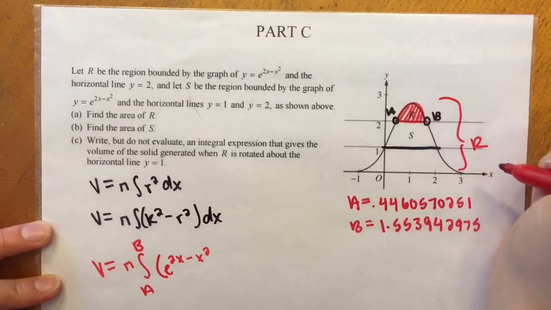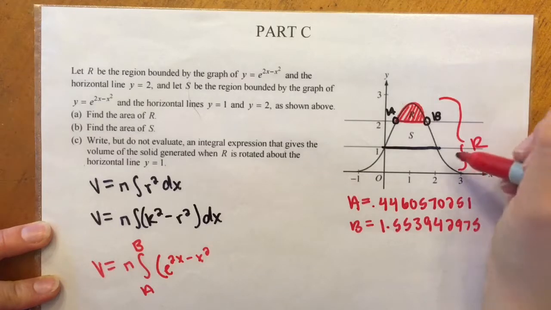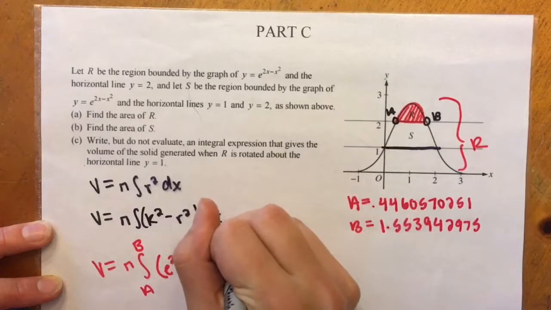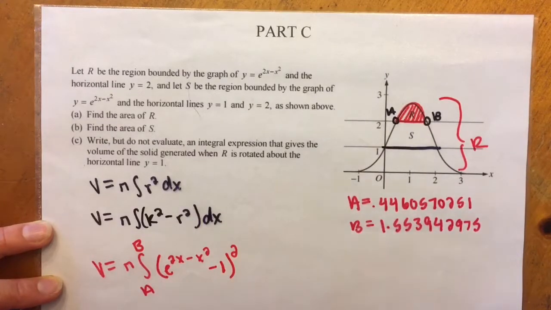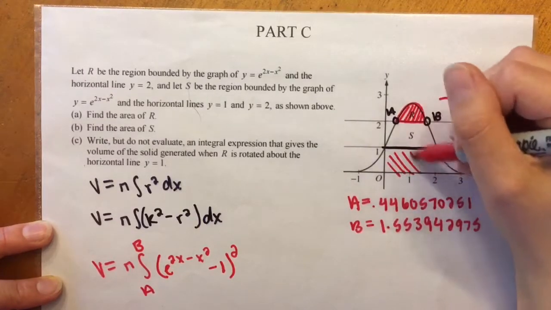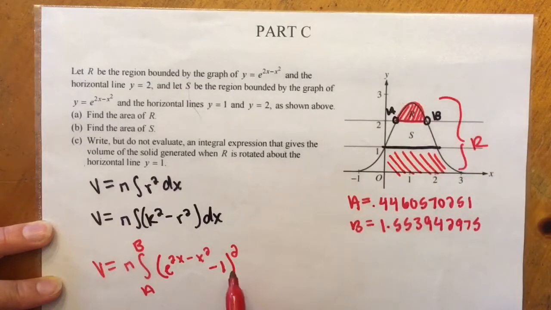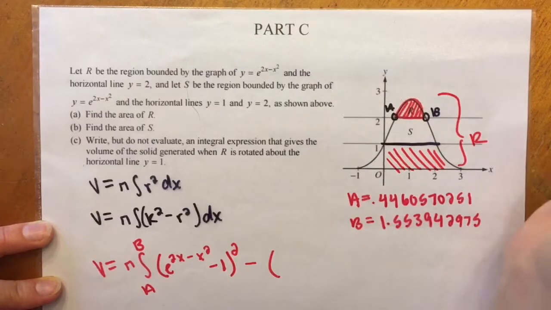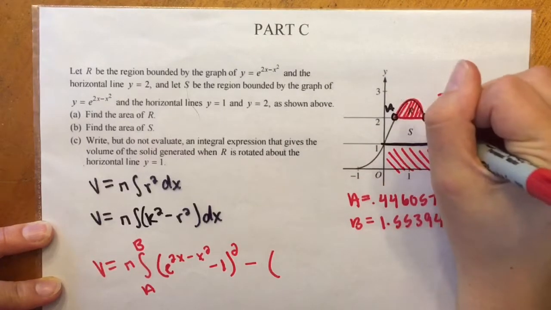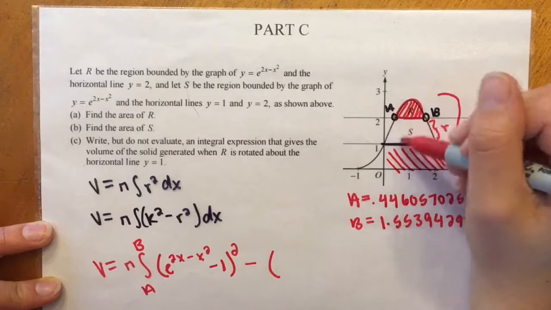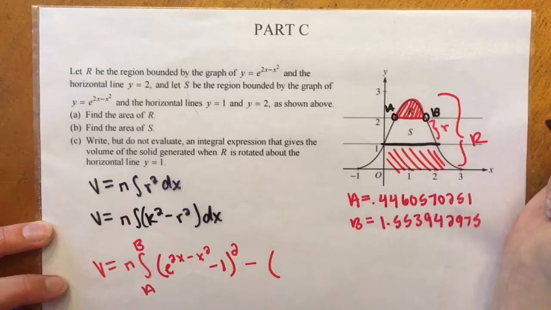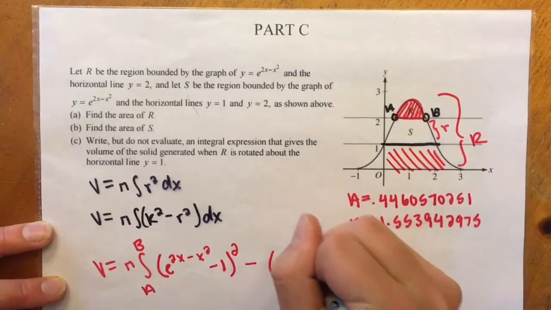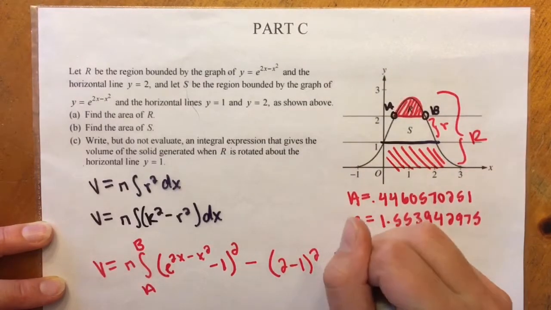But what we have to remember is that we're rotating around the horizontal line y equals 1, which means that we have to subtract 1 from this part of our big R because we don't want to include the area that's down here. All right, and we always have to remember to square it. Okay, and now we have to separate out our little r, which is going to be right here because that's the area that we don't want included in our integral. So that's going to be from 2 to 1 squared dx.